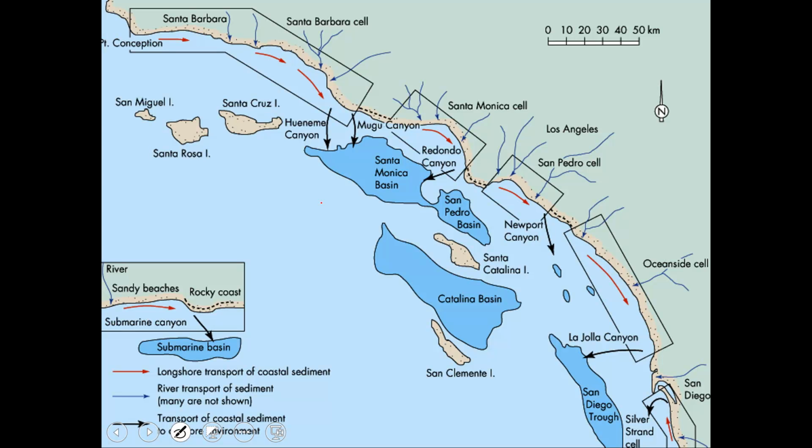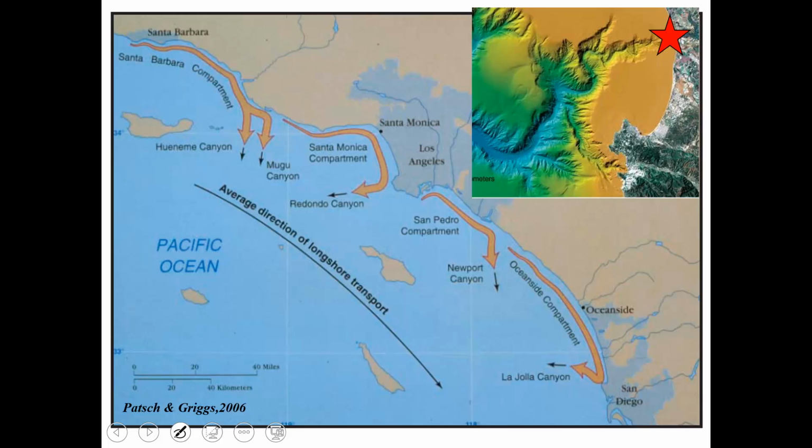And this is just an example of some of those sediment cells where we have submarine canyons that are effectively terminating the cell. So any sediment that's produced along here cannot get past this canyon. So there's another cell to this canyon and another one to this canyon. So it allows us to subdivide the coastline much as we would subdivide the land with respect to drainage basins.